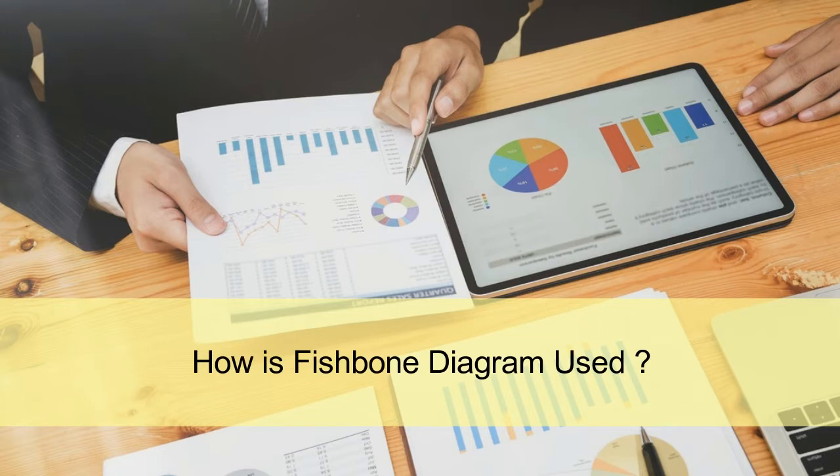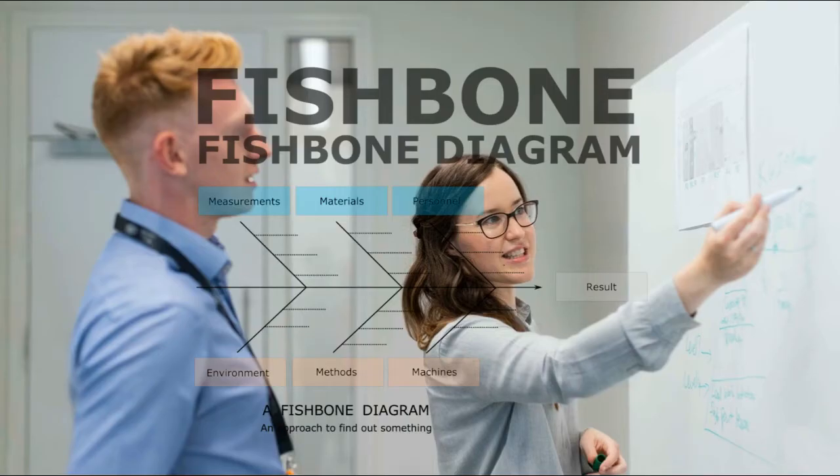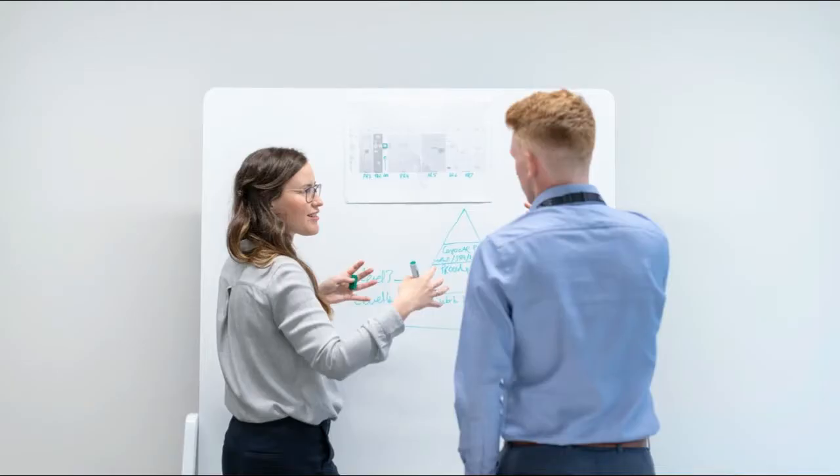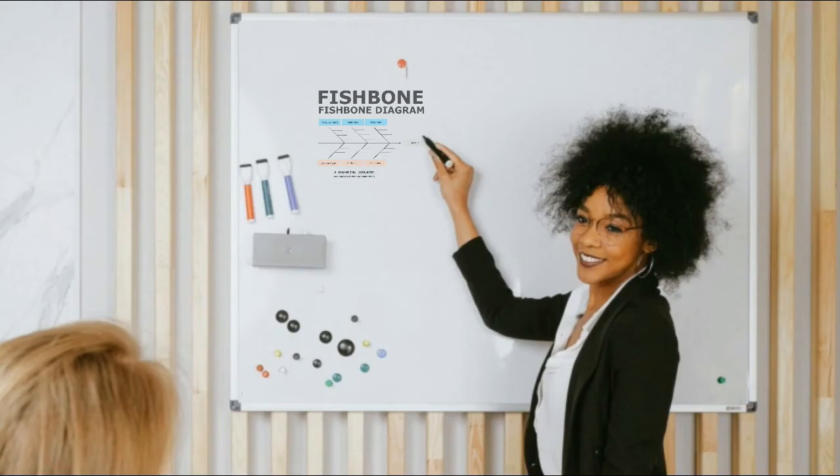How is fishbone diagram used? The great benefit of the fishbone diagram is its broad application. It can be applied to identify the causes of almost any problems like mechanical failures of a product, or designing to psychological issues.